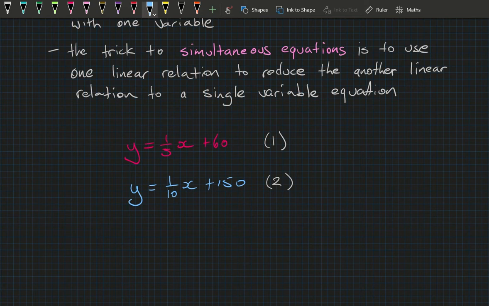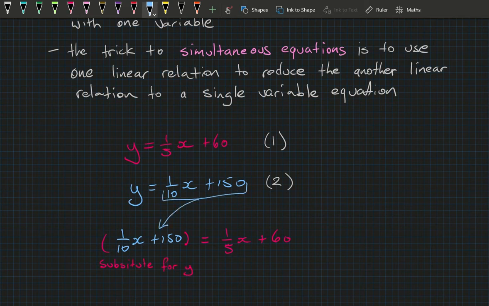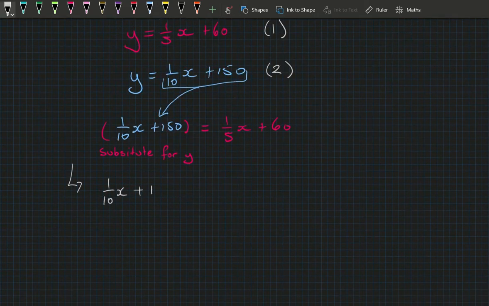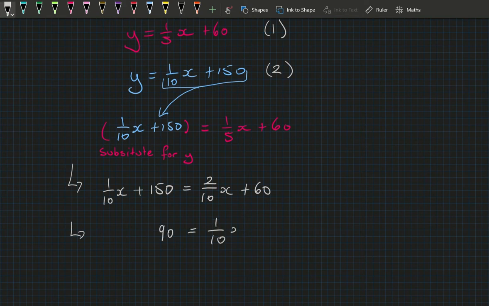Then we should realise that if we're going to satisfy both of these equations, then y must equal 1/10 of x plus 150 in both of them. So we can substitute that y into the first equation. So now we have the equation 1/10 of x plus 150 equals 1/5 of x plus 60. And clearly x is our only variable in the equation now, so we can solve for that. And we end up with x equal to 900, just like our other solutions. So that means to satisfy both of the equations, we need to have a value of x equals 900.